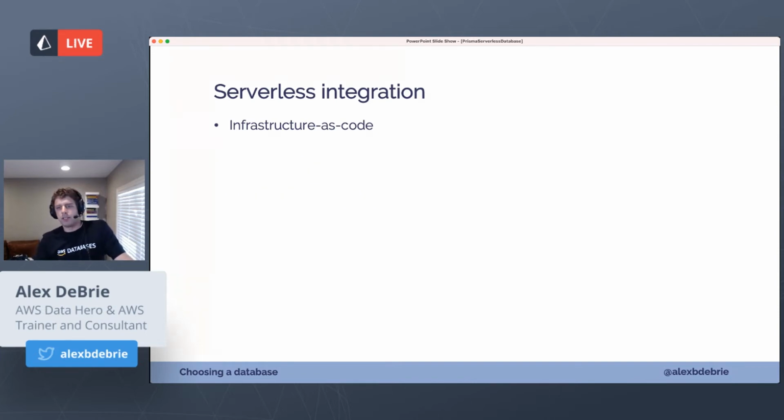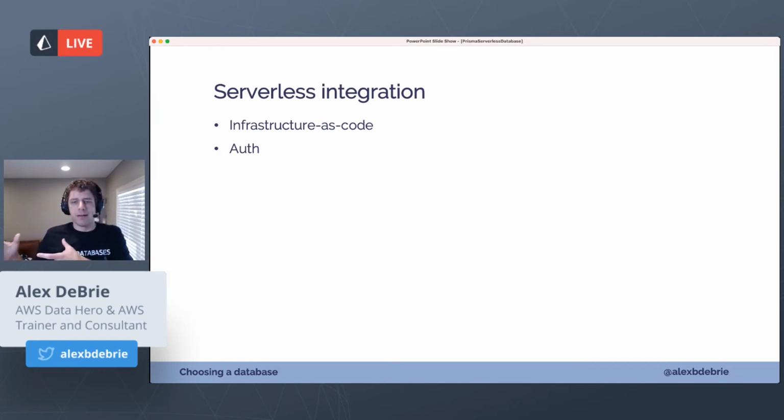The second factor I want to talk about with serverless integration would be auth, right? So how do you connect and talk to your databases? If you're talking about the older, more established databases, relational databases, things like that, that's going to be username, password authentication, which is fine. But now you need to store that credential somewhere. You need to rotate it. You need to make sure you're managing access to it and things like that.